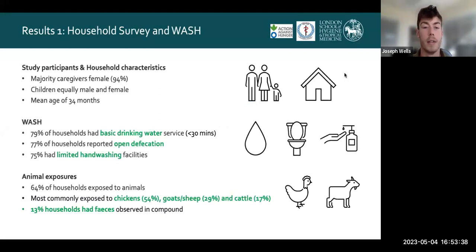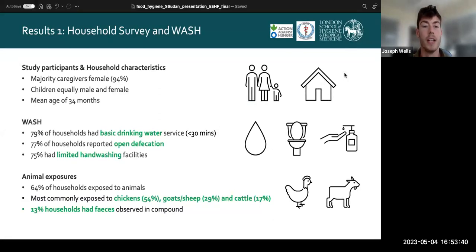The majority of our participants or caregivers were female, but the children were equally male and female, with a mean age of 34 months. 79% of households had basic drinking water service, and the study found that over 80% of water samples were contaminated with E. coli and total fecal coliforms. 77% of households reported open defecation, with 75% having limited hand washing facilities.